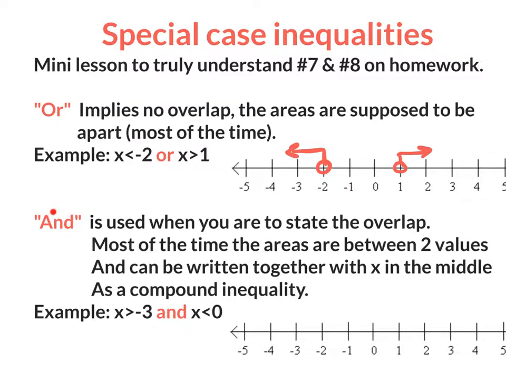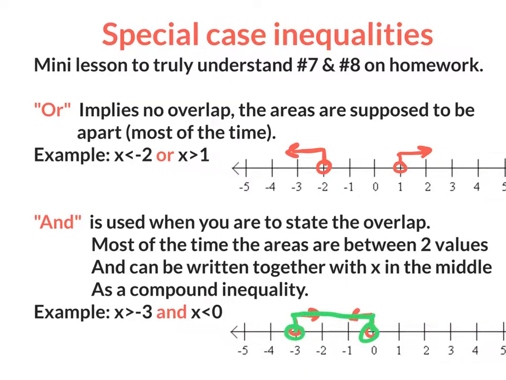And is a word that's used when you want to state the overlap. Most of the time, the areas are between two values and can be written together with X in the middle as a compound inequality. So right here, we have two inequalities with the word and between them. So X is greater than negative 3, open dot, greater than is that way. And X is less than 0, open dot, less than is that way. So this is an area that's together. The word and implies that. You want to represent the overlap. So we could connect them.